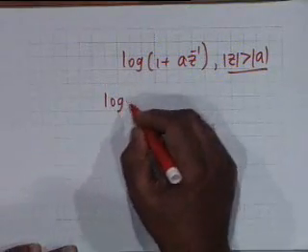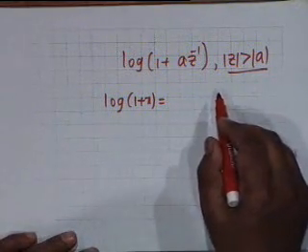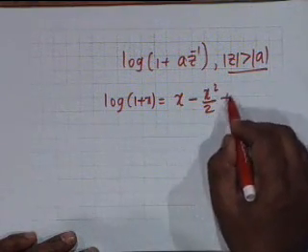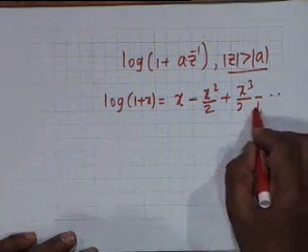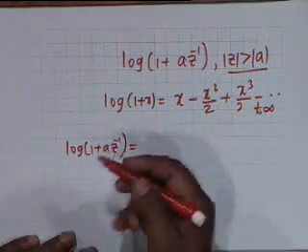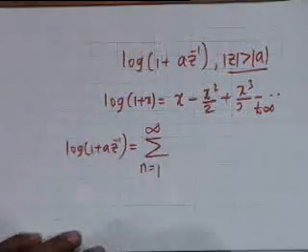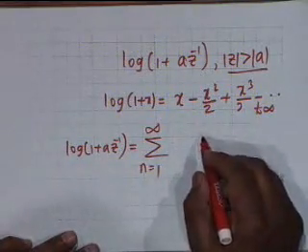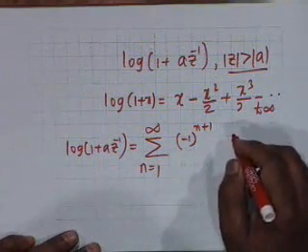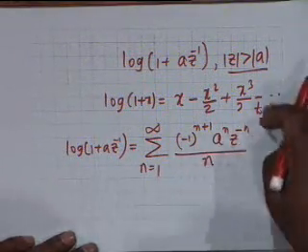We know that log of 1 plus x is x minus x square by 2 plus x cube by 3, and so on to infinity. There is no constant term in log of 1 plus x. And therefore, log of 1 plus a z inverse, I can write in a closed form like this: summation from n equal to 1 to infinity of minus 1 to the power n plus 1, a to the n, z to the minus n, divided by n. Does that check?